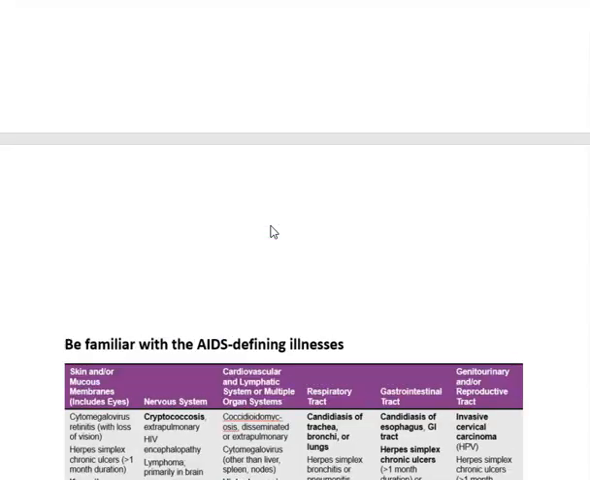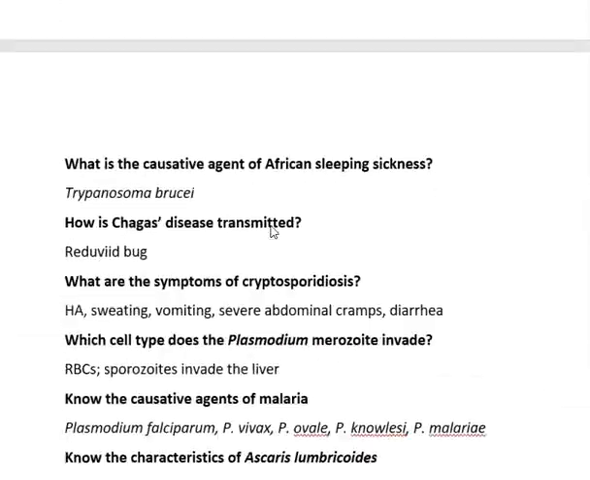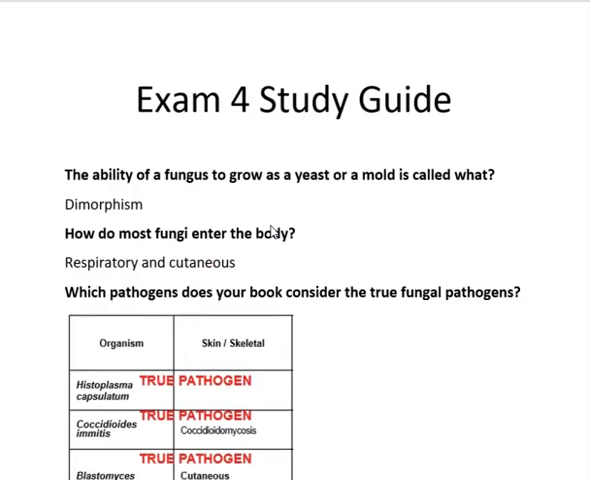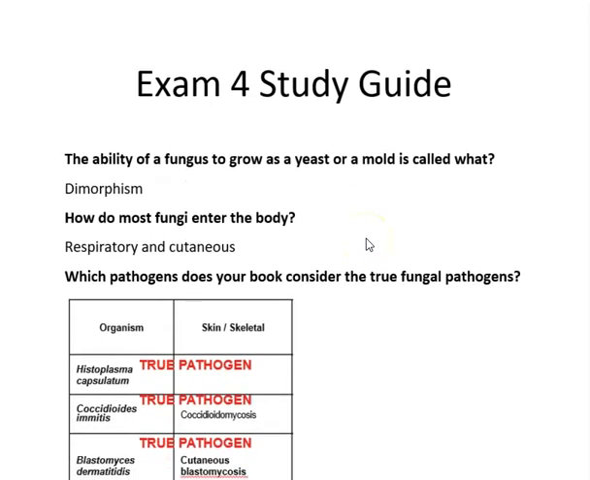Okay, that covers all the material that you need to know for exam number 4. Go through here, study these notes, go back through the PowerPoints and the lectures if you need to refresh on some of these points. There will not be any surprises on this exam. So as long as you study these materials, you should do very well.